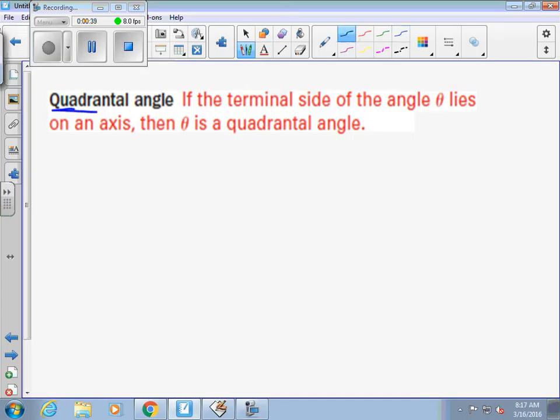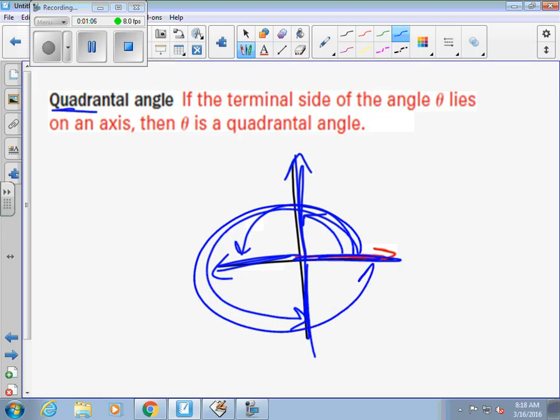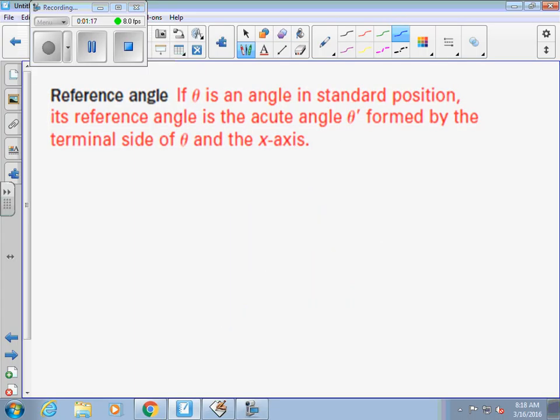So you know if it's in standard form, it's going to start on the initial ray right there, and then it's going to open up either positively going up or negatively going down. A quadrantal angle is going to fall on one of the axes. So it's an easy measurement to determine depending on how far you go. So it's either going to go to 180, to 270, or all the way around to 360. And again, you can continue past that by doing more revolutions, both positively or negatively. Quadrantal angles, again, easy measurements to find because they fall on an axis.